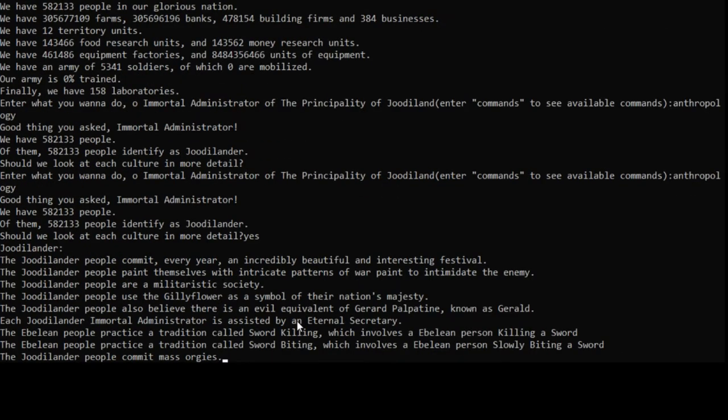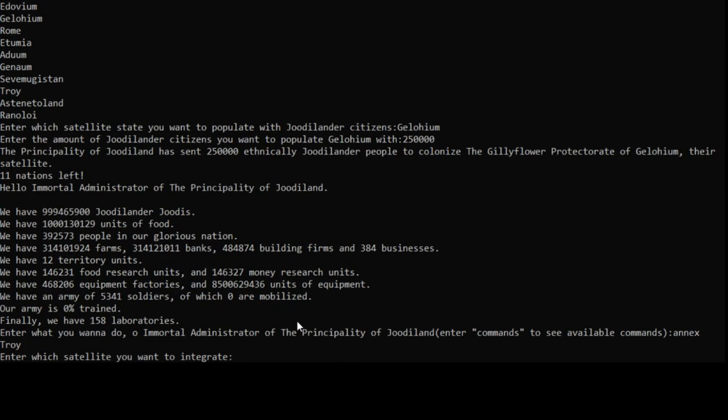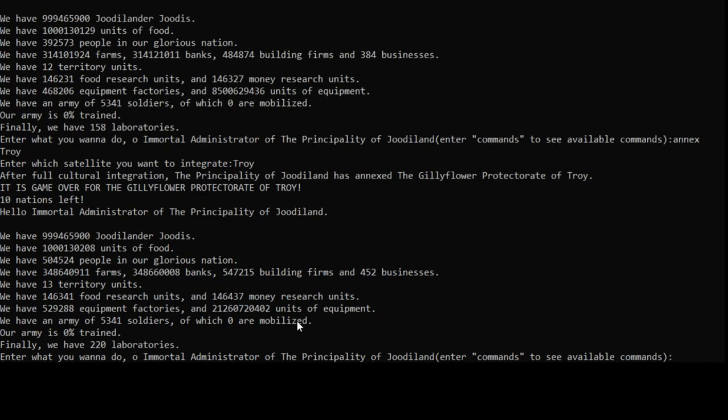Continuing on. Unbeknown to me, it turns out somehow the Joodilander people have inherited mass orgies. Goodness me. Joodilanders. Why? Why? You're meant to destroy the Geraldism, not join them. Goodness me. Anyway, back to work. All right, I can now annex the Gilithar Protectorate of Troy. They've lost all their Trojans. We have annexed them now. One less. Back to work.